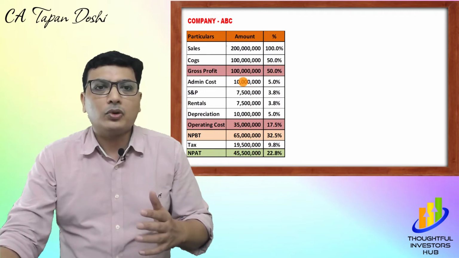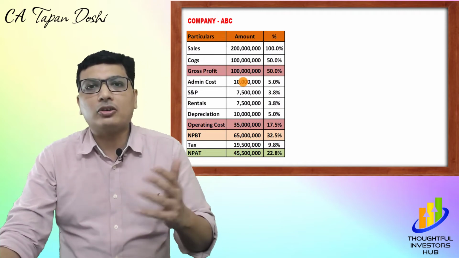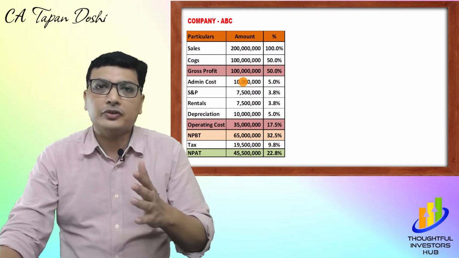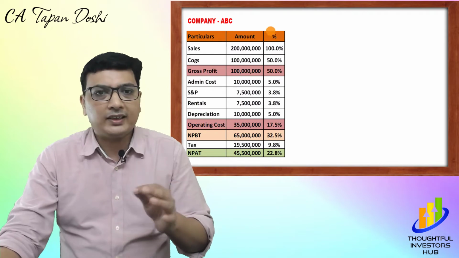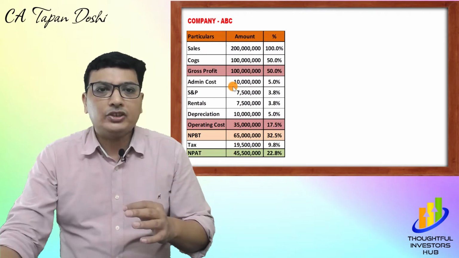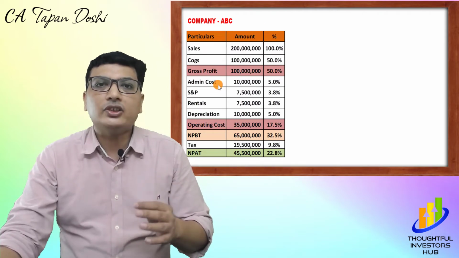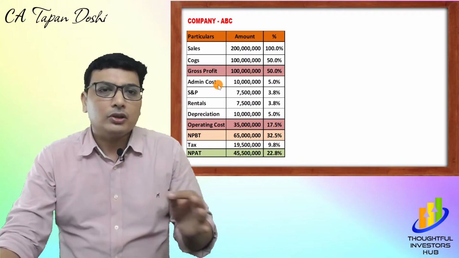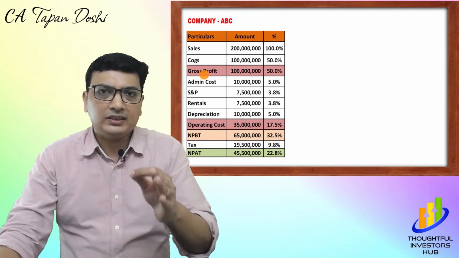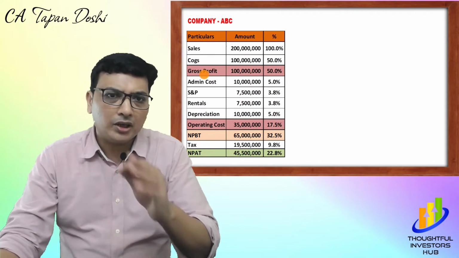Now what is COGS? COGS is nothing but cost of goods sold. That is around 10 crores, which is 50% of sales. So the gross profit comes around 10 crore. Now administrative cost. What is administrative cost? Administrative cost is nothing but whatever admin cost is incurred in the company. So that is around 1 crore.